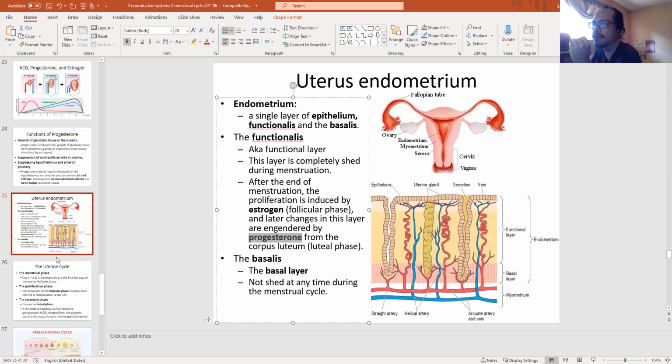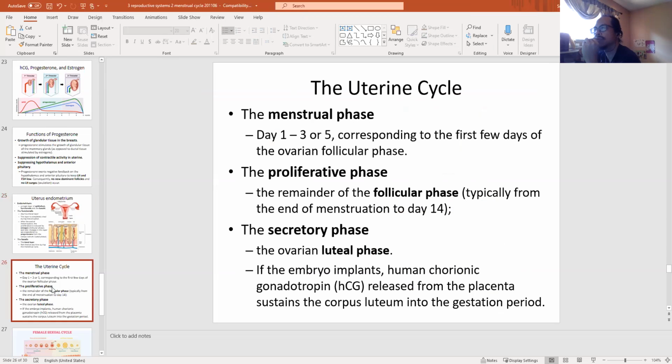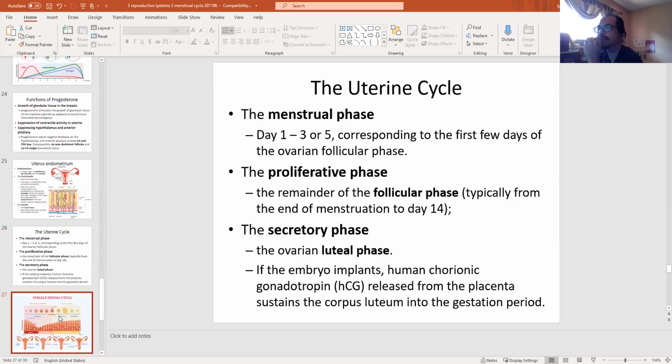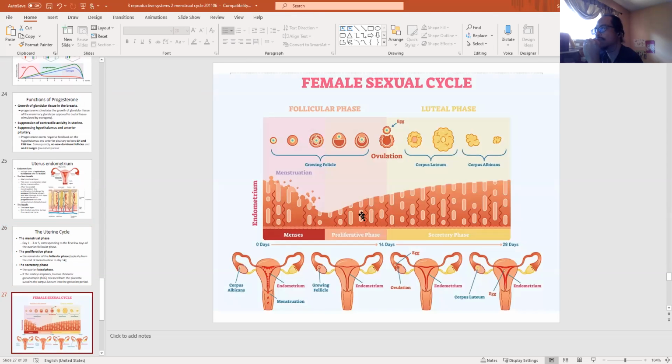So this uterus will also change throughout the entire menstrual cycle. This is the uterus. So let's go back to the very first picture that we showed earlier. That is the endometrium thickness change. This change includes three phases.